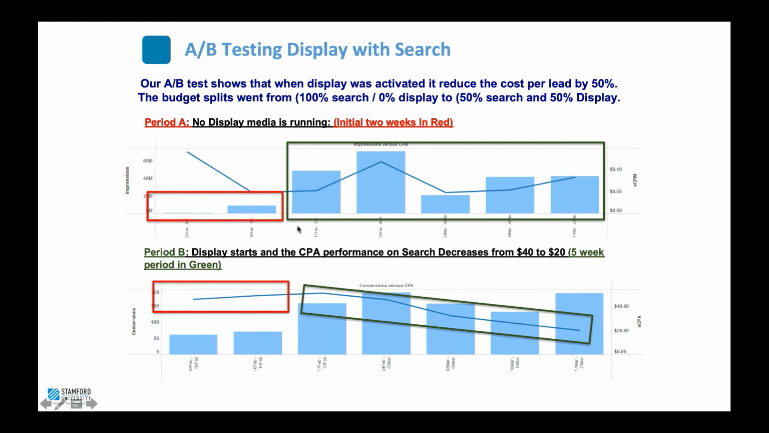Okay. In the second period, we start to run display ads. Okay, and you can see that the CPA decreased from $40 down to $20. So in this green period, this is a great example of how display, when activated, will reduce the cost per lead, in some cases by 50%. So display and search are critical in working together.